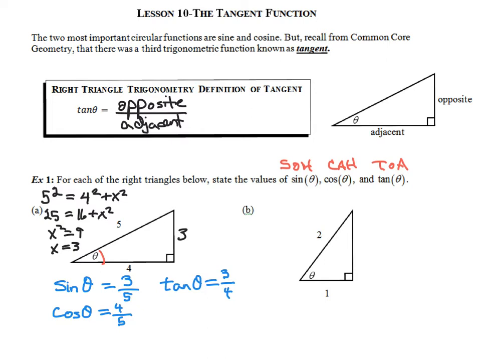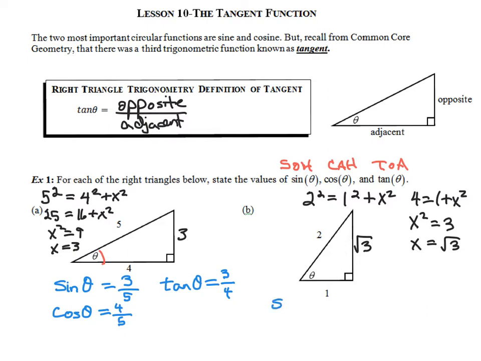In part B, let's go ahead and find the missing side of our triangle again. Again, I know the hypotenuse, so 2 squared is equal to 1 leg squared plus the other leg squared. So I've got that 4 is equal to 1 plus x squared. So x squared is equal to 3, and therefore x is equal to the square root of 3. Sometimes we will get irrational sides on our triangles by using the Pythagorean theorem.